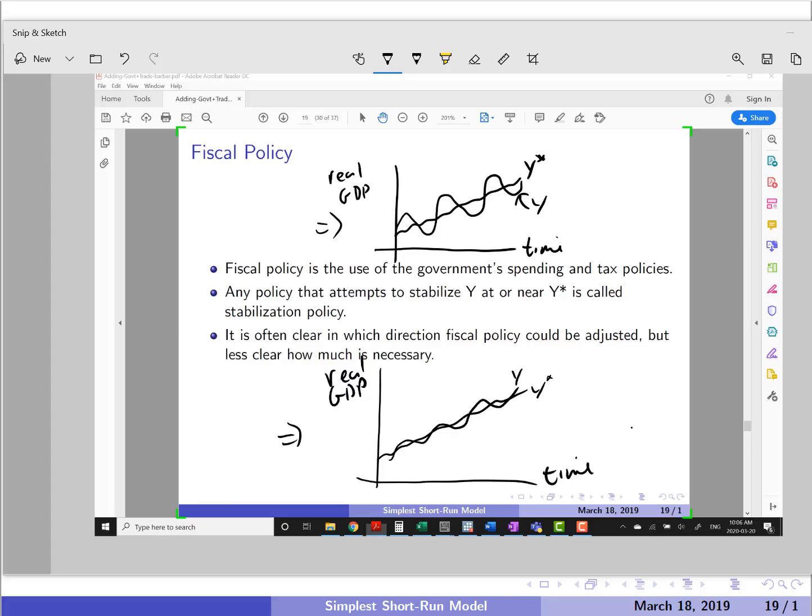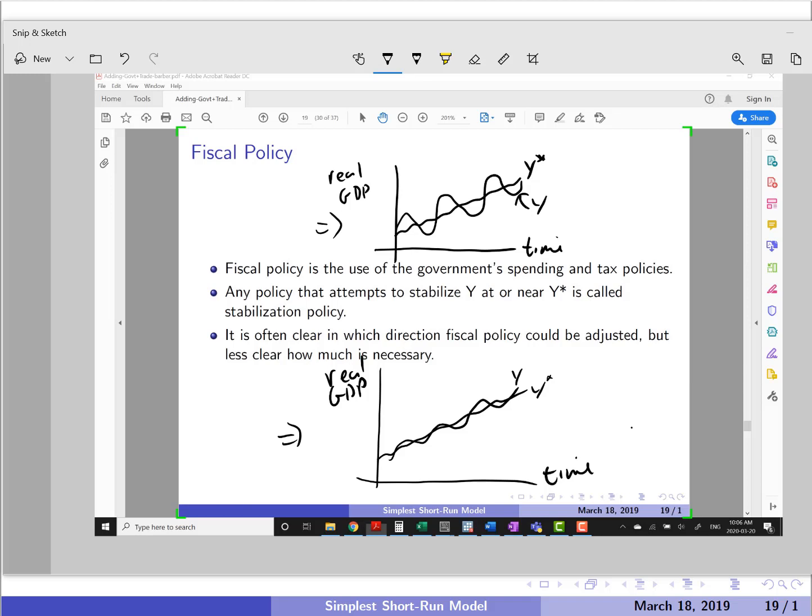So the point of the last line here on this slide is just that, it's fairly intuitive, but we usually know which way we should be adjusting things, in the sense that if we're in a recession, we should either be increasing government purchases or perhaps decreasing the tax rate to stimulate the economy or push actual GDP up. But it's not clear by how much.